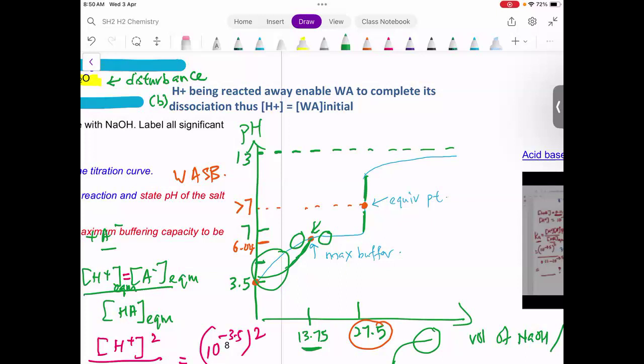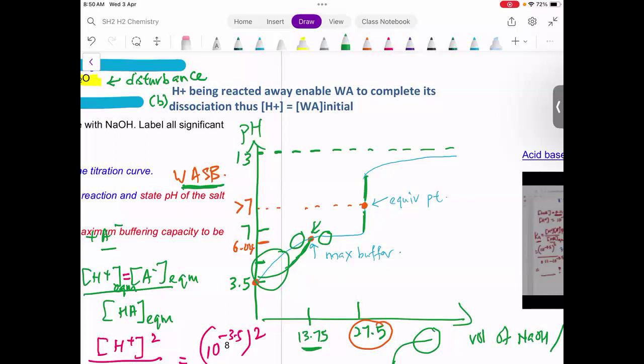Because this is a weak acid, strong base titration, my salt is basic. Remember this one? The parents? Okay, any other question about this part? Yep.